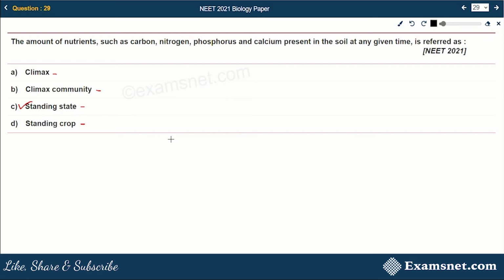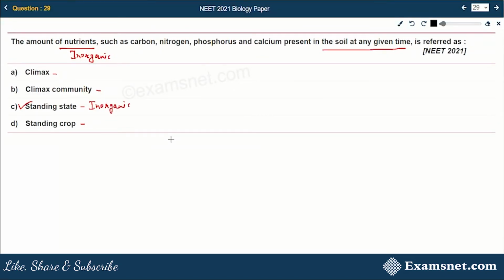As you can see here, the question has been asked about the amount of nutrients. That means the amount of inorganic matter present in the soil at any given time, and this is known as standing state. So what is the difference between standing state and standing crop?